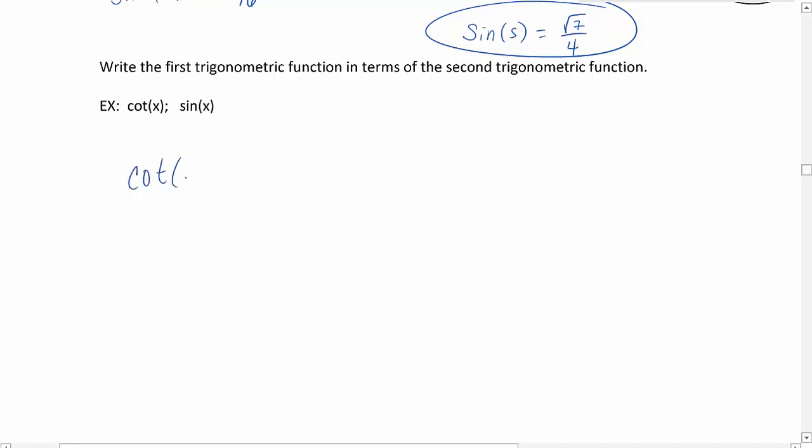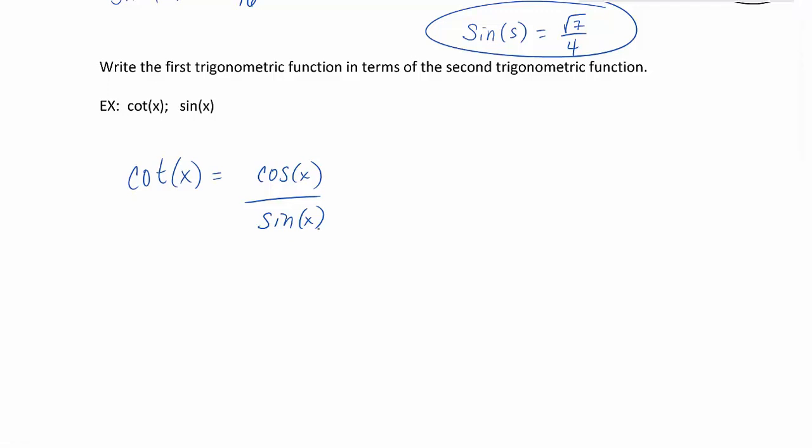So what do we know about cotangent of x? Well, it's the reciprocal of tangent. That doesn't help us get a sine. Using our quotient identity, cotangent of x can be rewritten as cosine of x over sine of x. Good, we're halfway there, right? Denominator sine, but I need to turn that cosine into sine.